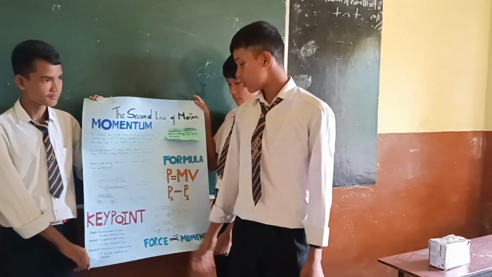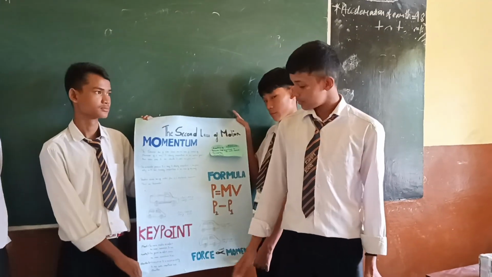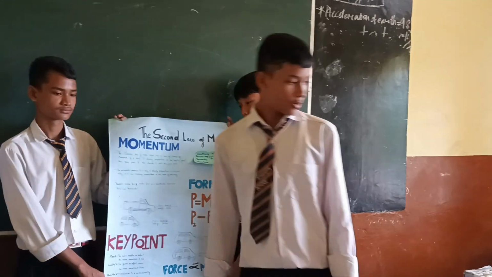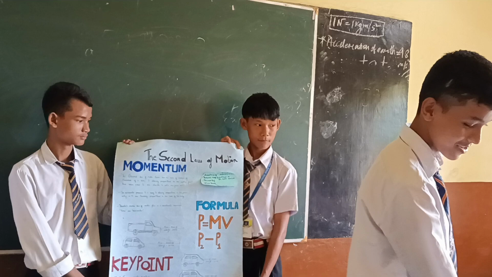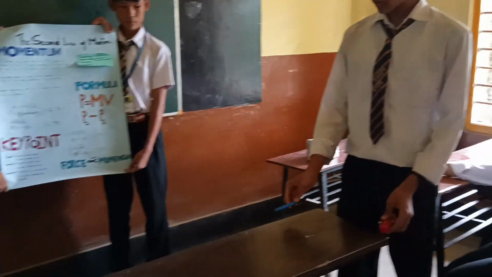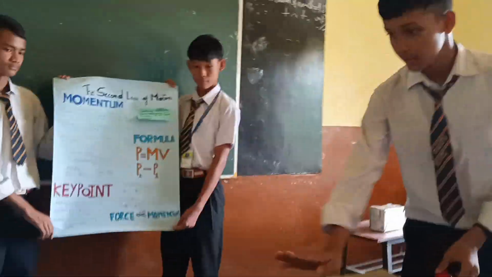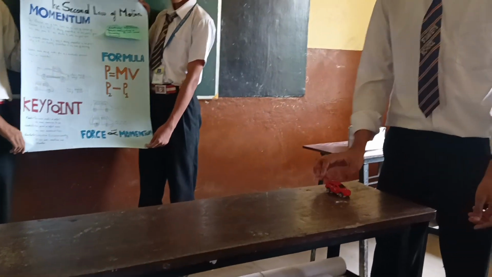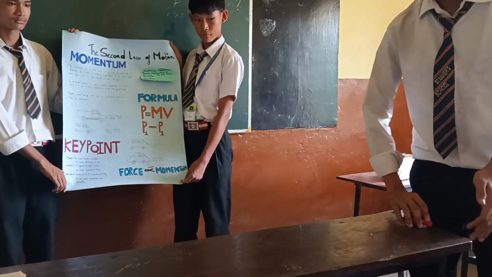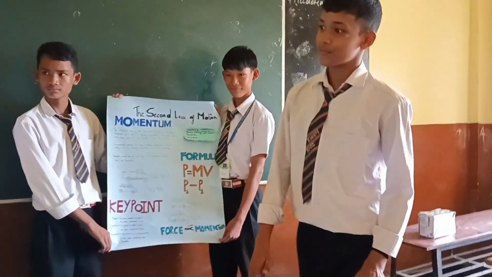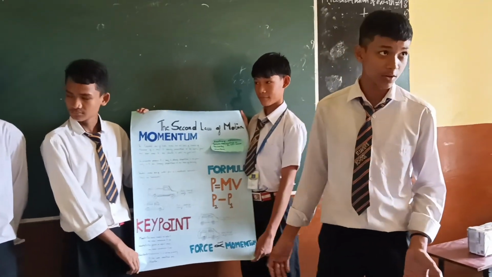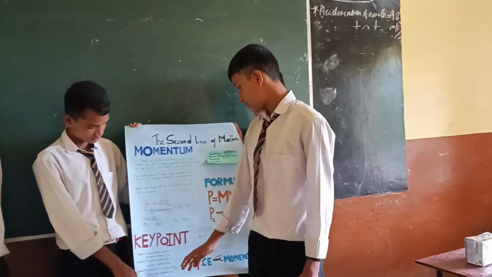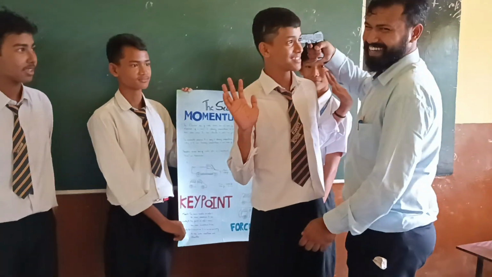The faster an object moves, the more momentum it has. So, for example, I throw this pin with this much velocity, and I throw this car with more velocity than the pin. So the car will have more momentum because the velocity is more. Direction: the momentum is in the direction of the velocity.